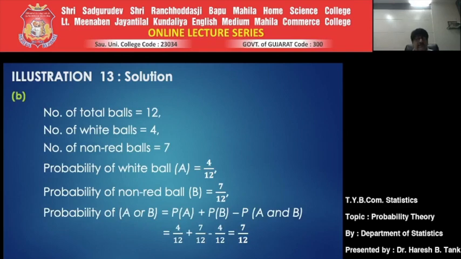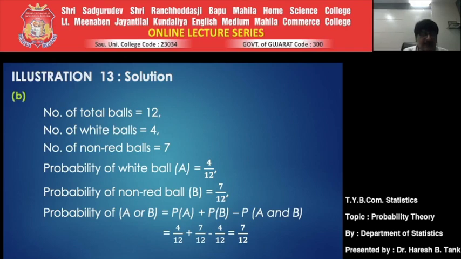Our intention is to get the probability of white ball or non-red ball. Fine enough. Total number of balls is 12. Number of white balls is 4. Number of non-red balls is 7. Probability of white ball, 4 upon 12. It is the same as we have seen in the previous example, right? Probability of non-red. It should not be red. Non-red means the total of all others, which are 7. So it comes to 7 by 12.